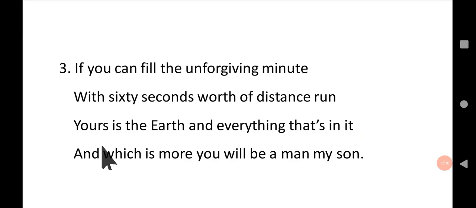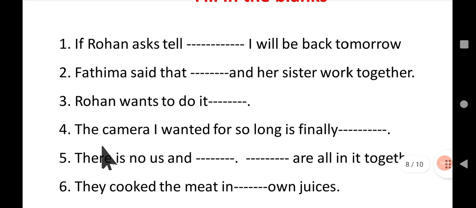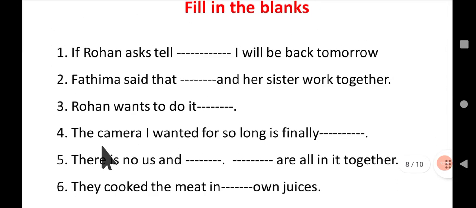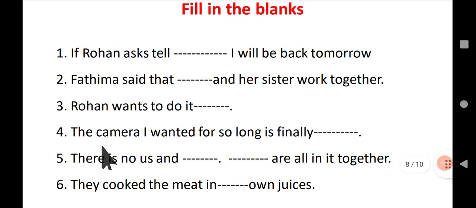Okay. Next, let us move to exercise 2, that is fill in the blanks. You have got six fill in the blanks. Let us fill in the blanks with the suitable pronouns. Look at the first one. If Rowan asks, tell dash I will be back tomorrow. What do you use here? Tell him I will be back tomorrow. If Rowan asks you, tell him I will be back tomorrow.